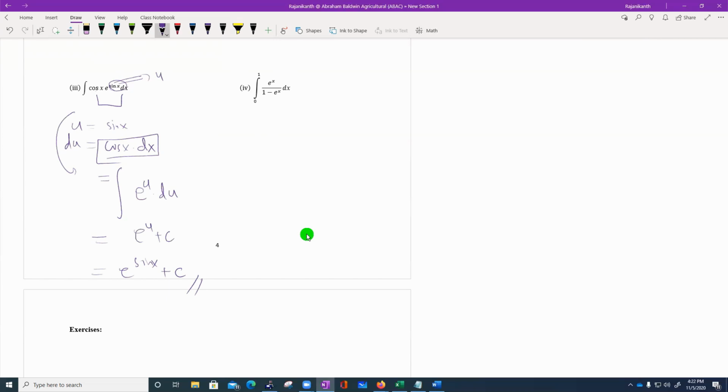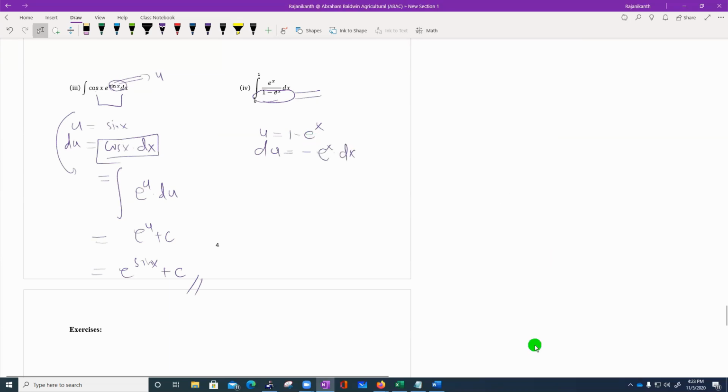Okay, here, how do you approach this problem? Whatever you have, the difficult or complicated part, can be taken as the u. So here u is 1 minus e to the x. That means du is the derivative of 1, which is 0, minus e to the x dx.